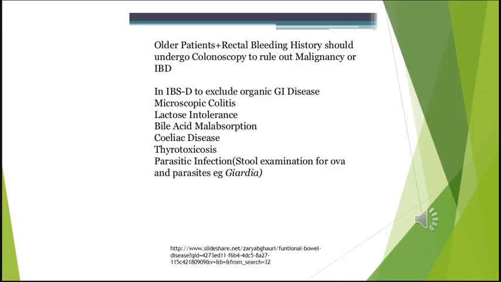Medically, with older patients and rectal bleeding, these patients usually undergo a colonoscopy to rule out malignancy or inflammatory bowel disease. In IBS diarrheal, to exclude organic GI disease, oftentimes they'll look to see if they have any microscopic colitis within their intestinal system. They also look to see if they're lactose intolerant. Do they have bile acid malabsorption? Do they have celiac disease? And some of the other things that you see listed.